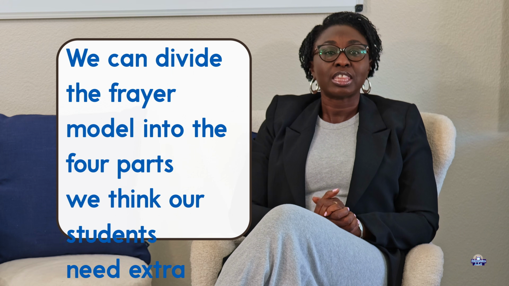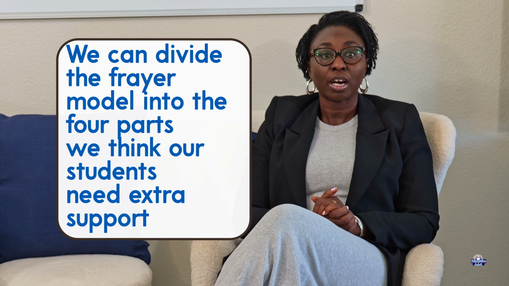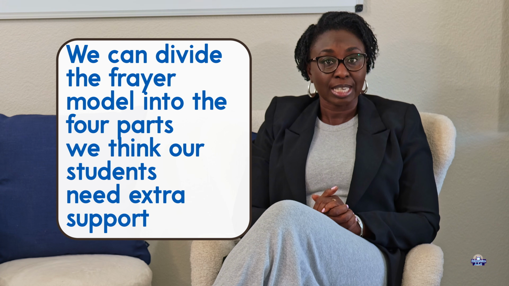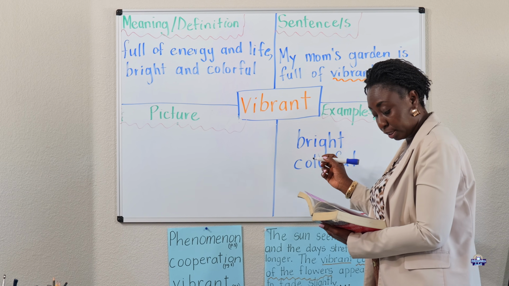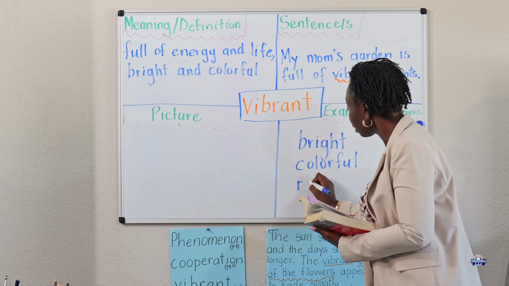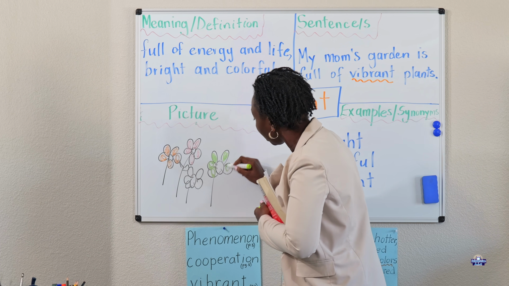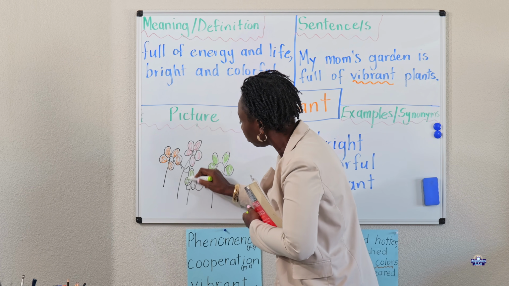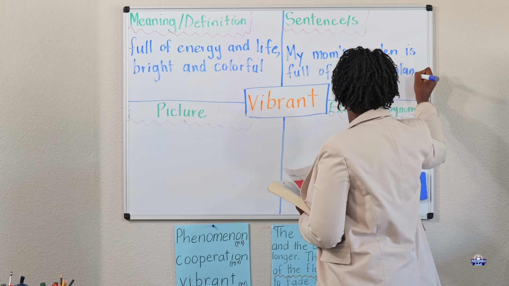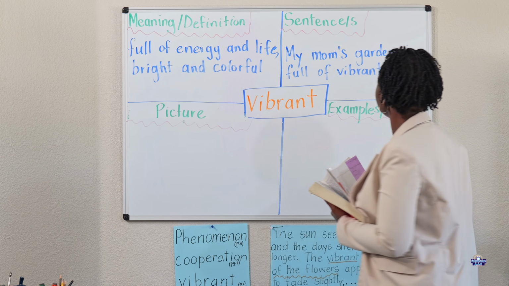We can divide the Frayer model into the 4 parts we think our students need extra support. For example, you must have, though, the definition or meaning, characteristics, for example, parts of speech, descriptions, examples or synonyms, non-examples or antonyms, pictures or images or illustration or drawings, sentences, facts, and as I mentioned before, part of speech.